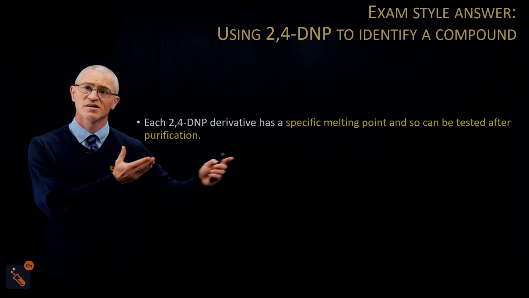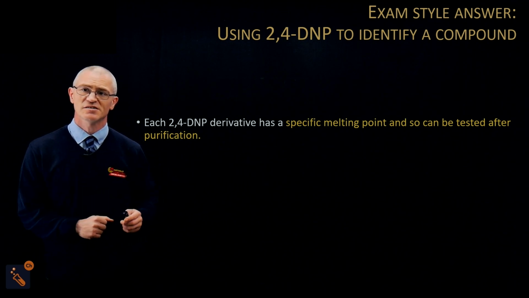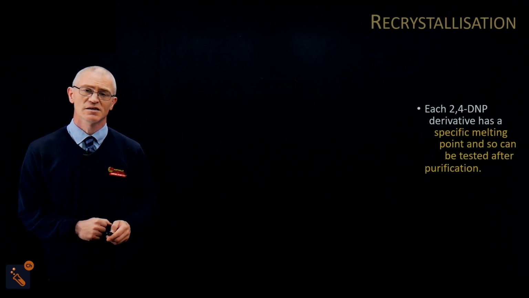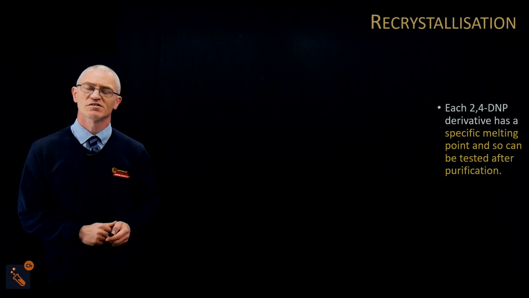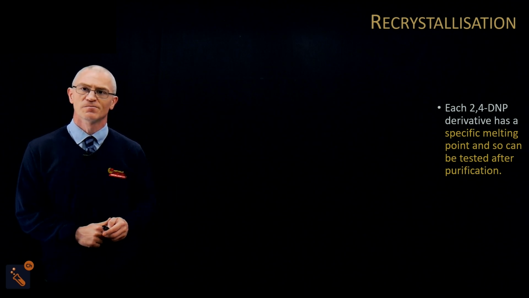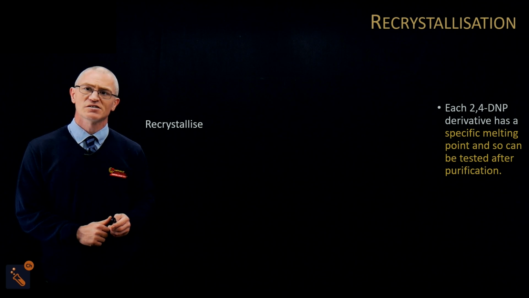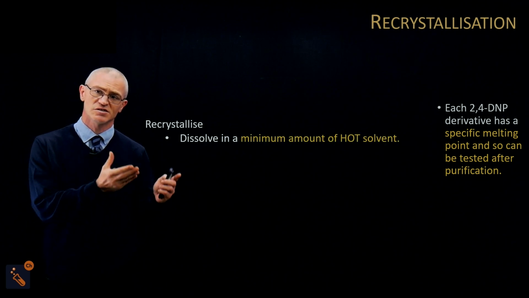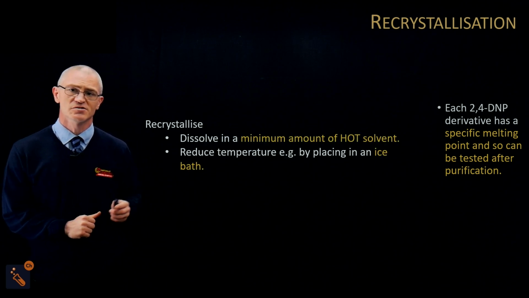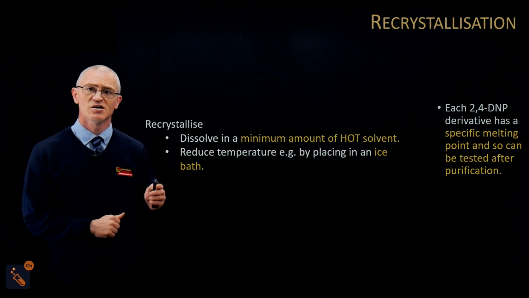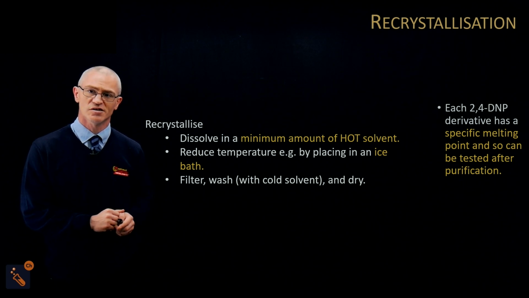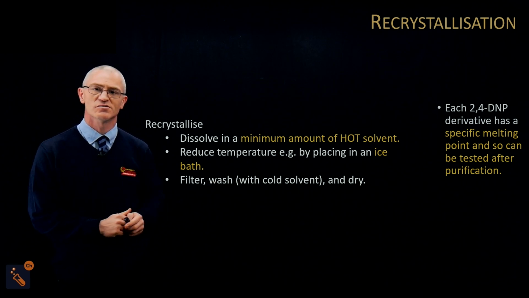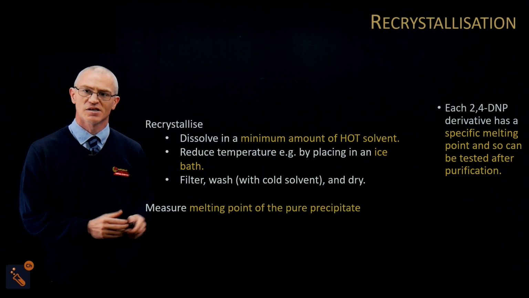So let's now go through an exam style answer about using 2,4-DNP to identify a compound. The derivative has a specific melting point, so it can be tested after purification. That purification is done by recrystallization. The recrystallization is in 3 steps: dissolve in a minimum amount of hot solvent, reduce the temperature by placing in an ice bath, and then filter, wash with cold solvent and dry. So you filter first, then wash with the cold solvent and then dry.